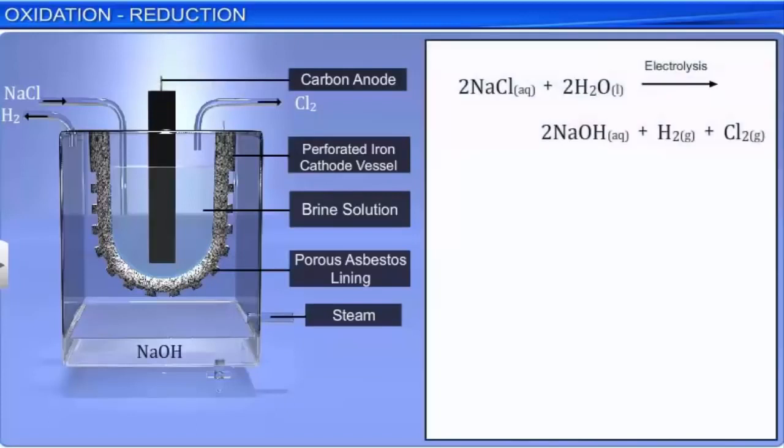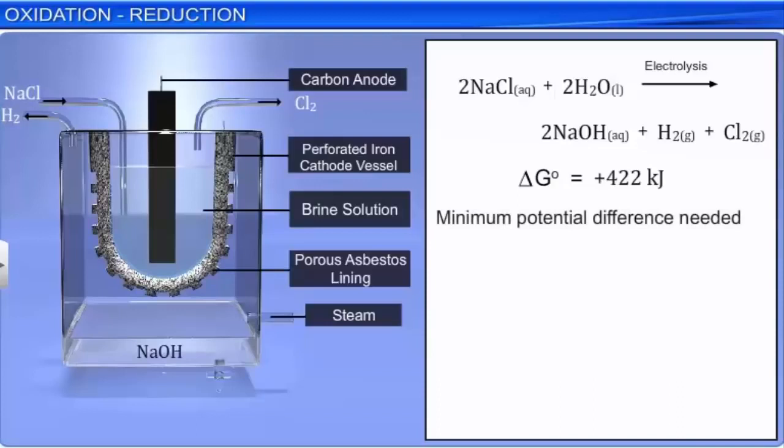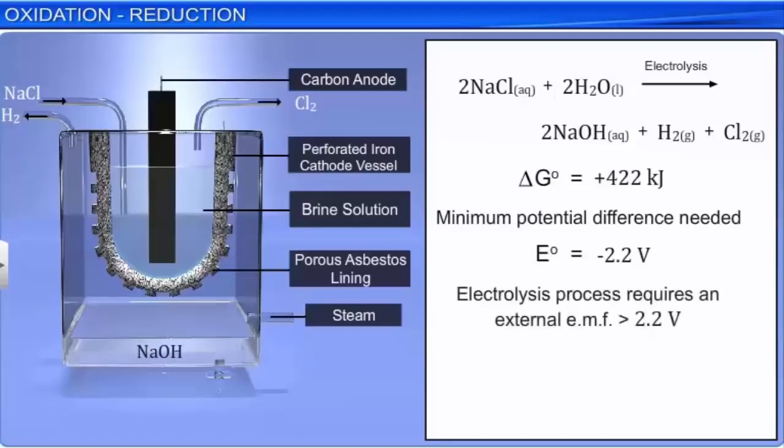The chemical reaction corresponding to the electrolysis is shown here. The delta G naught for this reaction is plus 422 kilojoules. The minimum potential difference needed for oxidation, E naught, is equal to minus 2.2 volts. Due to overvoltage, the electrolysis process requires an external EMF greater than 2.2 volts. In the process, chlorine gas liberates at the anode.